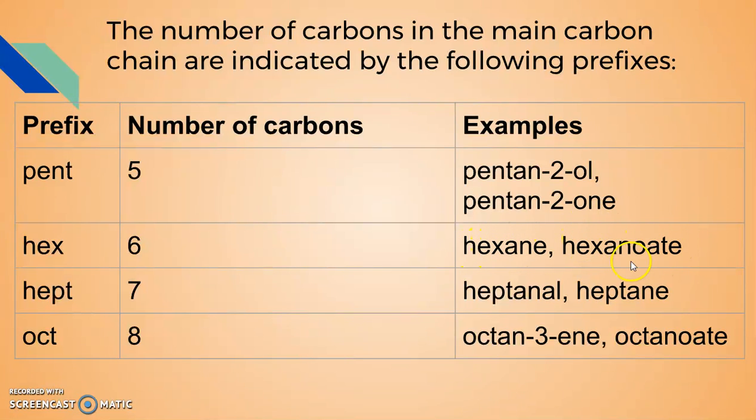Hexanoic acid, ending in anoic acid, tells us we are dealing with a carboxylic acid. The carboxylic acid functional group, which is the double bond O and OH connected to the C, is at the end of the chain, so we don't have to indicate the position of the functional group. And then the amount of carbons in the main chain is 6 according to the hex. 5 is pent, 6 is hex, 7 hept, and 8 oct.